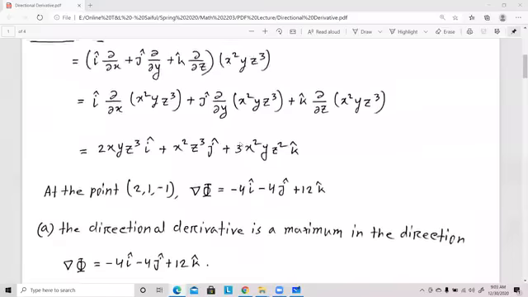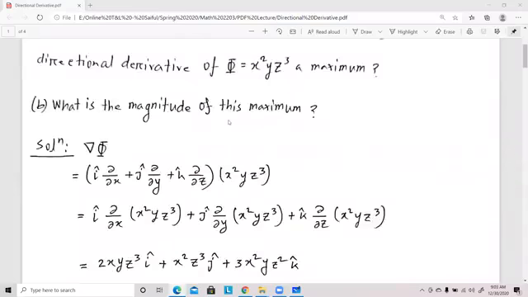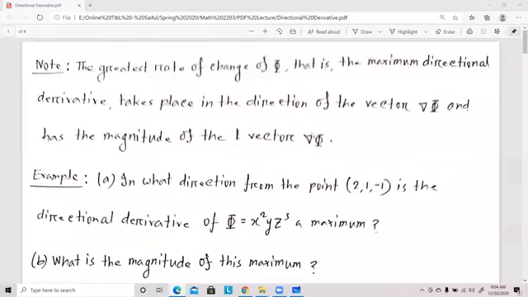Now the second question: what is the magnitude of this maximum? From this note, we also came to know that the greatest rate of change of phi has the magnitude of the vector grad phi, and the maximum magnitude we get along the vector grad phi. That means its magnitude, mod of grad phi.